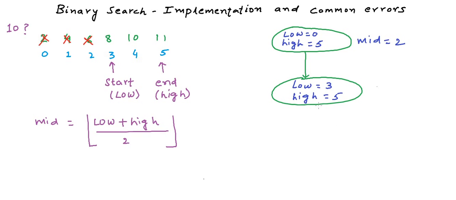Now if we calculate mid, then mid is equal to 4, (5 + 3) / 2. Is it equal to the target element 10? Yes, it is equal. So we have found our element. Our search is over. We found 10 at index 4.